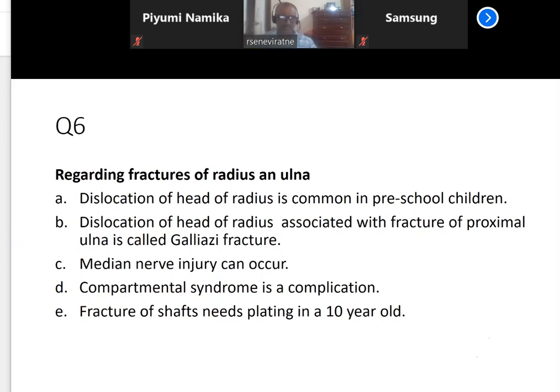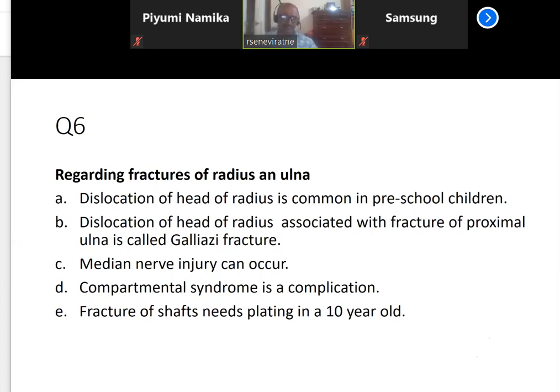True, it can occur. It can be anything. No, it can occur. If there's any slightest possibility, it is true. Like if somebody says recognized feature of something or recognized complication, then even if it happens once in 100,000, the answer is true. So when you say injury can occur, again that's true.